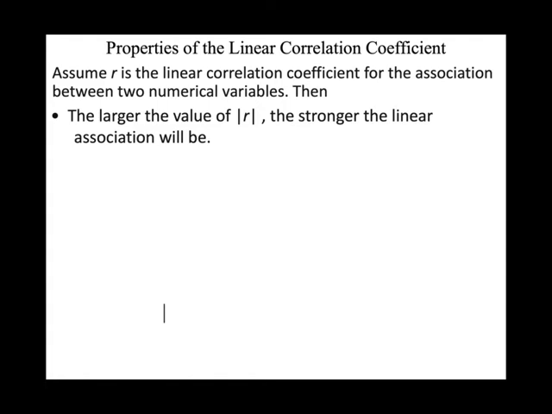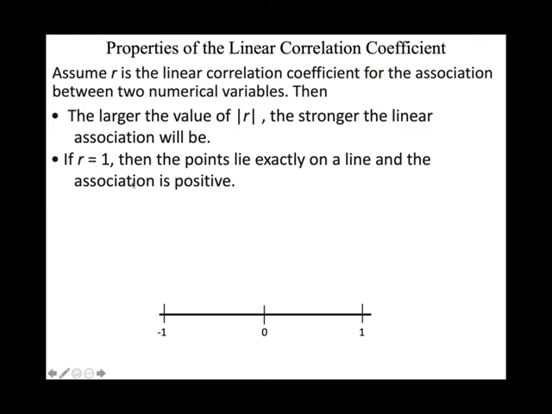Okay, more properties of the linear correlation coefficient. The larger the value of R, the stronger the linear association will be. So look at this picture. If R equals 1, then the points lie exactly on a line and the association is positive. When you have all the points on a straight line, you will find your R equals 1. Recall, this is a perfect positive association.